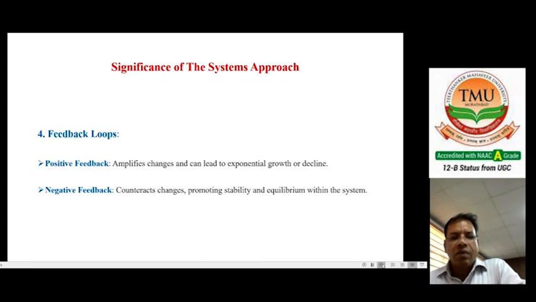Next is feedback loops. Positive feedback amplifies changes and can lead to exponential growth or decline. Negative feedback counters changes, promoting stability and equilibrium within the system. This is a very important part.